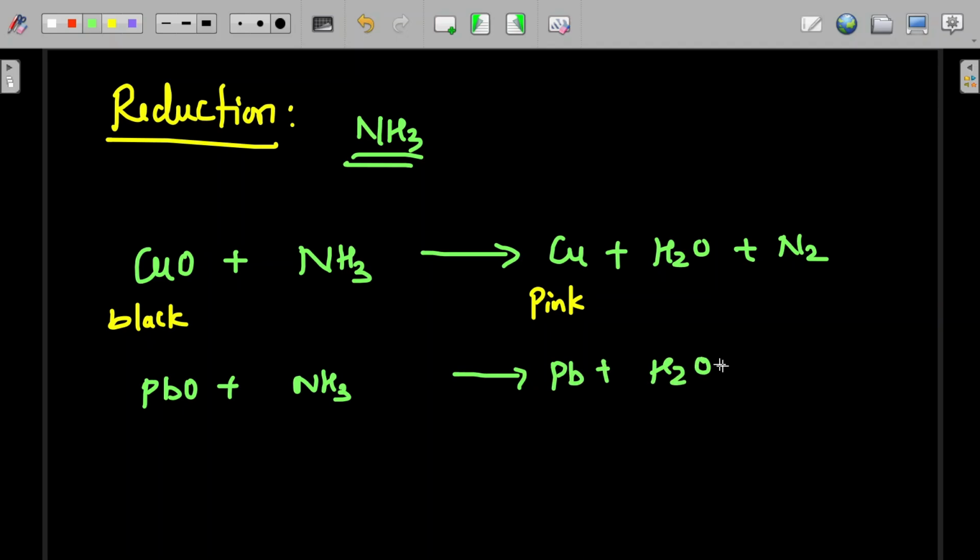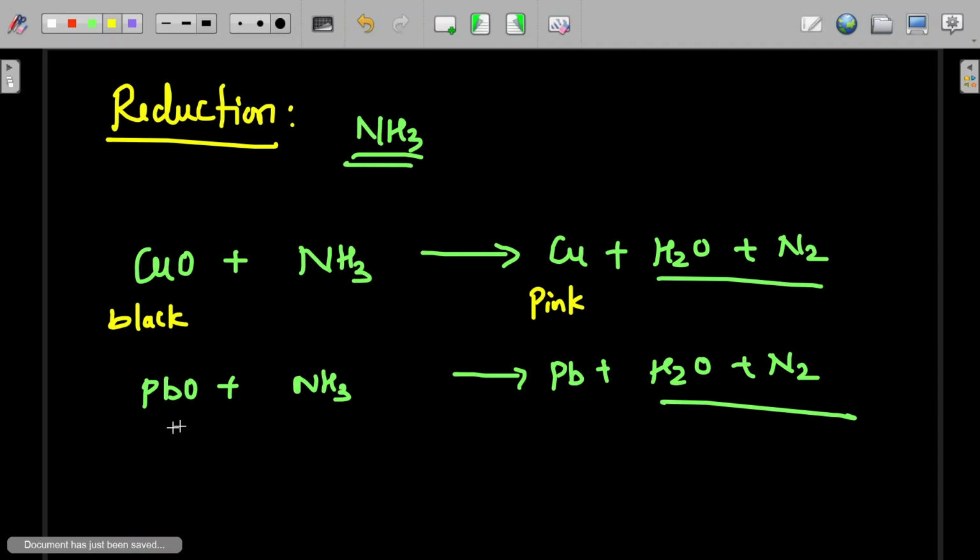Water and N2. See, whenever any substance is acting as an oxidizing or a reducing agent, you should know what are its byproducts. So ammonia's byproducts are H2O and N2. In case of sulfuric acid, if you take H2O and SO2. In case of nitric acid, depends NO plus H2O or NO2 plus H2O. So that's how we have to remember. Okay. So here again, the lead oxide is yellow, lead is silvery gray metal.